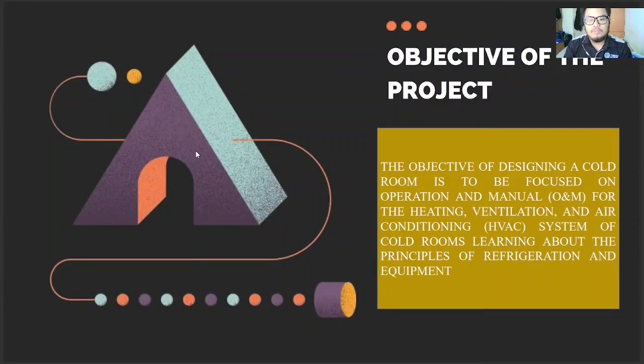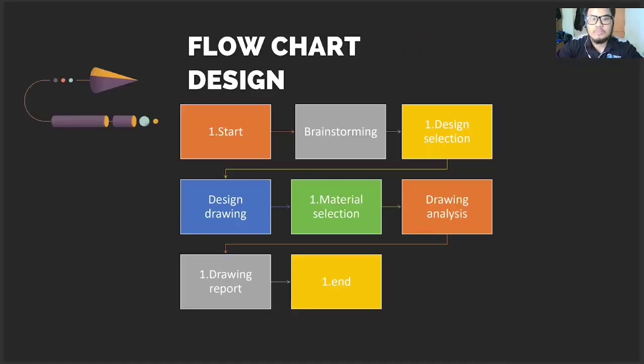The objective of the project. The objective of designing a cold room is to focus on the operation and manual for the heating, ventilation, and air conditioning system of the cold room. This objective helps us to learn more about the cold room, the principle of refrigeration and equipment.